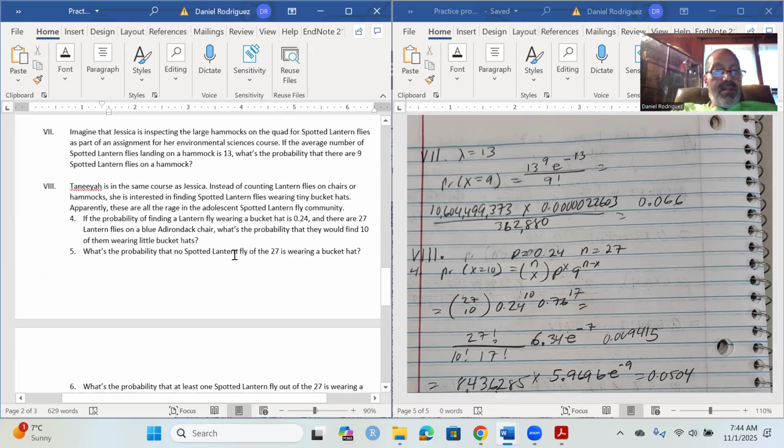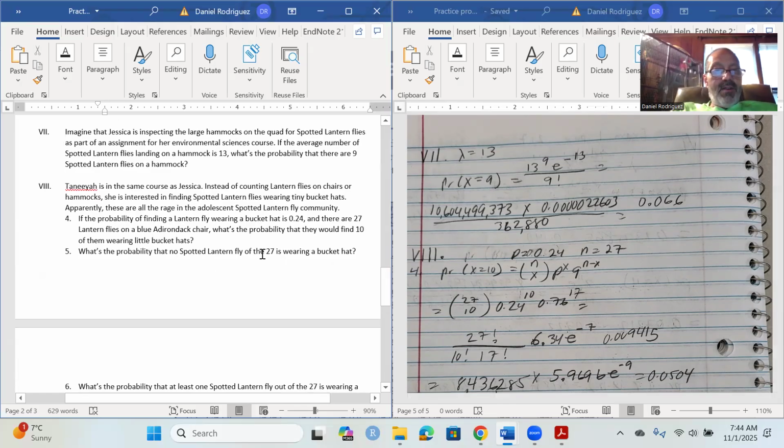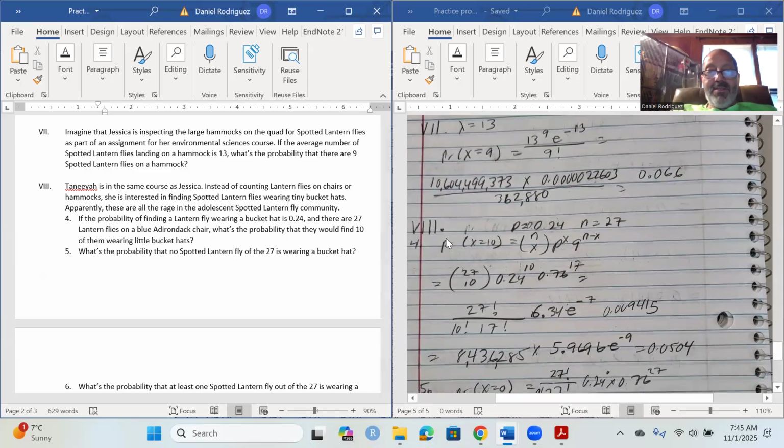If the probability of finding a lanternfly wearing a bucket hat, you see that, lanternflies get these mini bucket hats, is 0.24, and there are 27 lanternflies on a blue Adirondack chair, what's the probability that you'll find 10 of them wearing little bucket hats? Wow, what the hell's wrong with me here, right? So the probability is 0.24. So it's the probability of wearing.